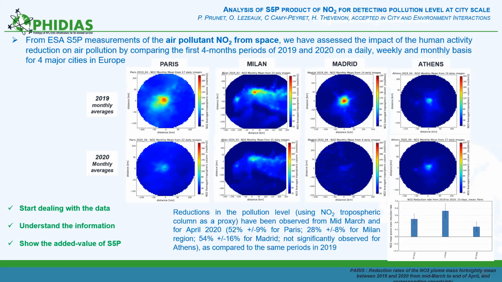Of course, this is a complicated exercise, but it is very interesting and very powerful, and it shows that we are able to map the NO2 pollution level over some cities, and look at the difference between the years, as well as the temporal signal of such a pollution level. This is very interesting in terms of results from Sentinel-5P, but for PHIDIAS, it allows us to start dealing with the data, understand the information better, and prepare the correct use of Sentinel-5P.